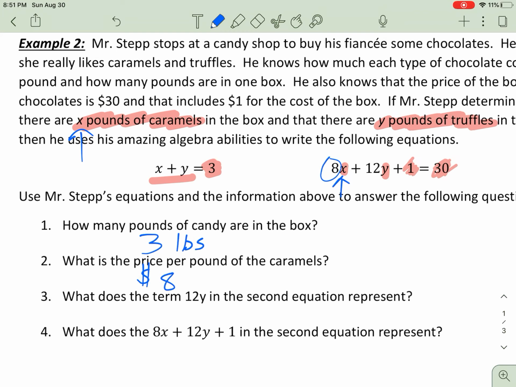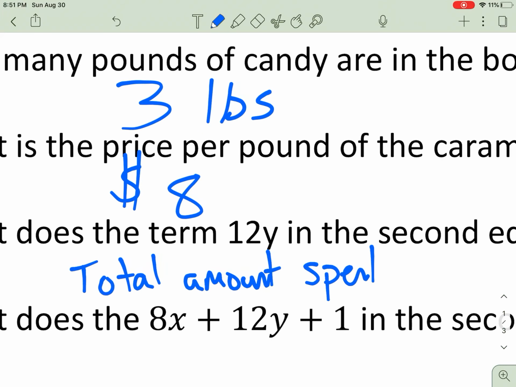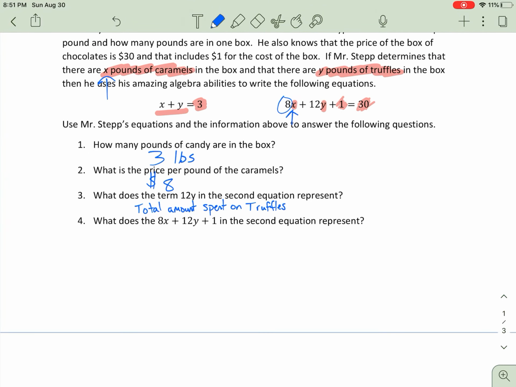What does the term 12y in the second equation represent? Now be careful here, because I've seen people in the past say 12 is the cost of truffles. And while yes, it is the cost of truffles, you have to remember that y is also the pounds of truffles. So if it's 12 and y put together, that is the total amount spent on truffles. And again, that's because you're multiplying 12 and y.